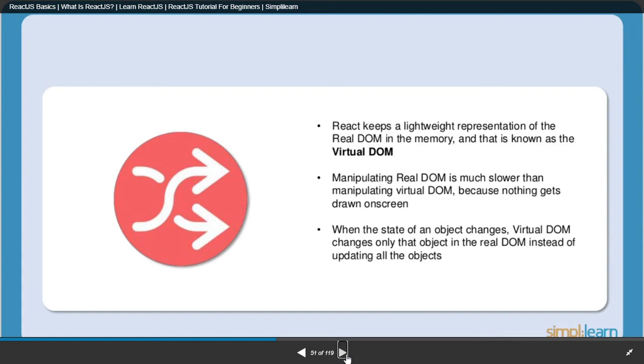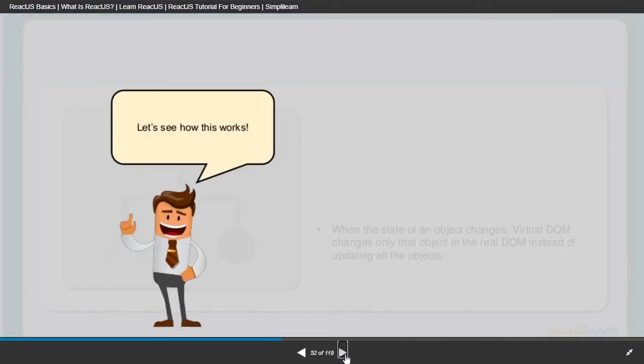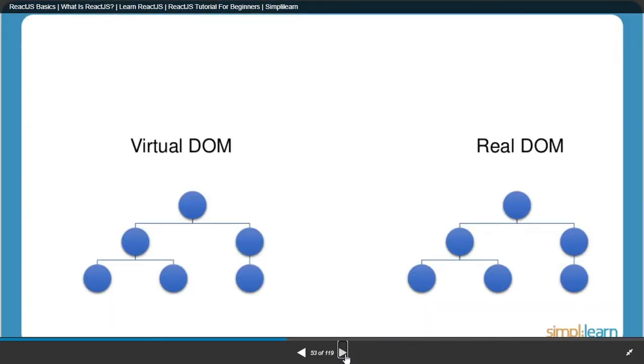So here comes the main picture of React, which is nothing but the virtual DOM, and it will re-render only the thing which has changed. When the state of an object changes, virtual DOM changes only that object in the real DOM instead of updating all the objects. Okay, now let's see how this works. Consider that this is the virtual DOM. This is a tree structure.